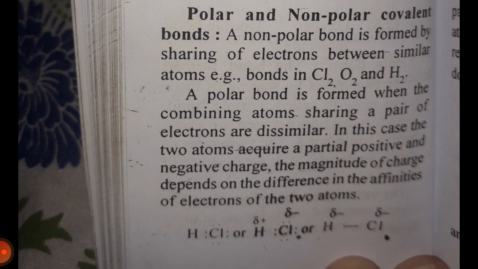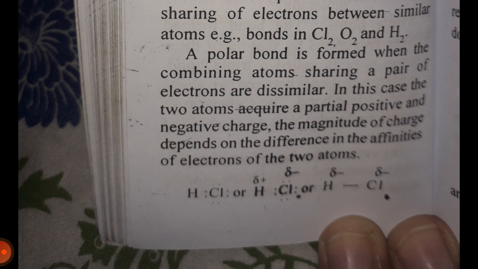Polar and non-polar covalent bond. A non-polar bond is formed by sharing of electrons between similar atoms. Examples are the bonds in chlorine, oxygen, and hydrogen. A polar bond is formed where the combining atoms share a pair of electrons unequally. In this case, the two atoms acquire a partial positive and negative charge. The magnitude of the charge depends on the difference in the affinity for electrons of the two atoms.